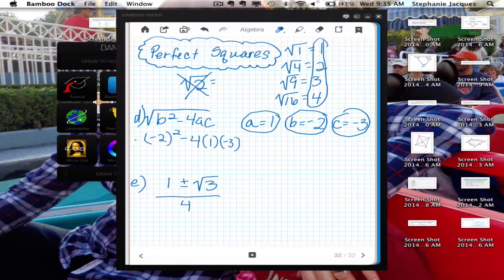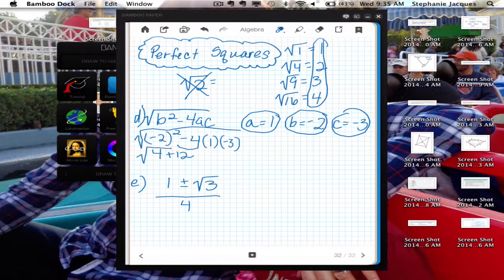And then I'll put my square root. I'm still kind of ignoring it though. I'm not worried about that yet. So negative 2 times negative 2 is positive 4. And then I have negative 4 times 1 is negative 4. And negative 4 times negative 3 is positive 12. So I have a plus 12 here.